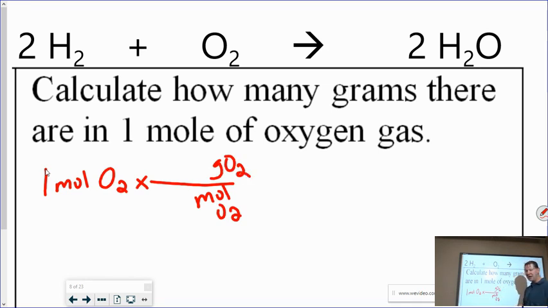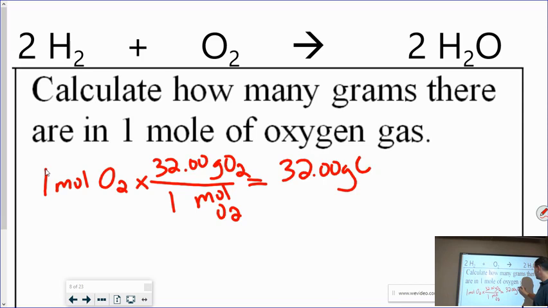Where do I get that information? I get it off the periodic table. But it's not the mass of 1 O, it's the mass of O2. And that would be 32.00 grams in 1 mole of O2. You solve that, and you end up getting 32.00 grams of O2. Checking sig figs.